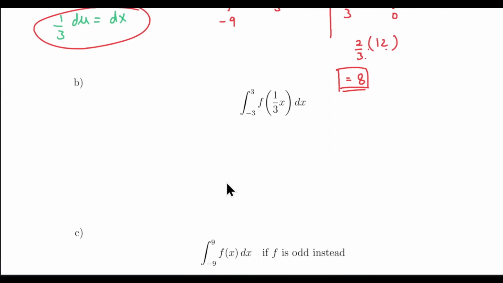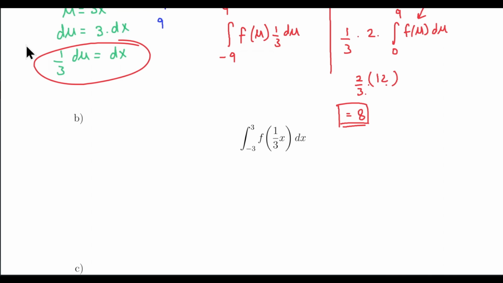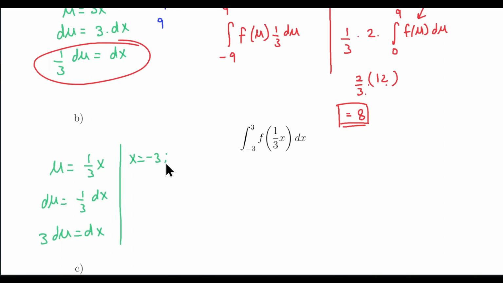Likewise, I'm going to try the other one as well. Same idea, guys, literally. I have to do u as 1 over 3 x. So du will be 1 over 3 dx. So 3 du is dx. Bounds will change. When x is negative 3, u will become negative 3 over 3, which is negative 1. And when x is 3, u will become 1.